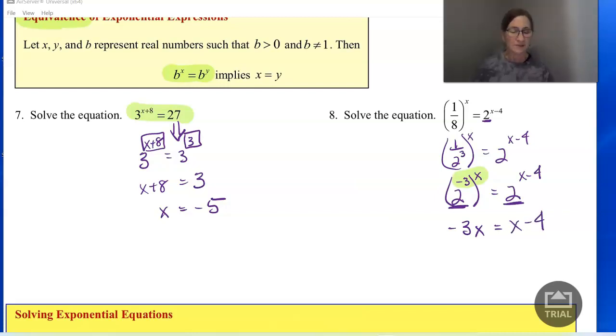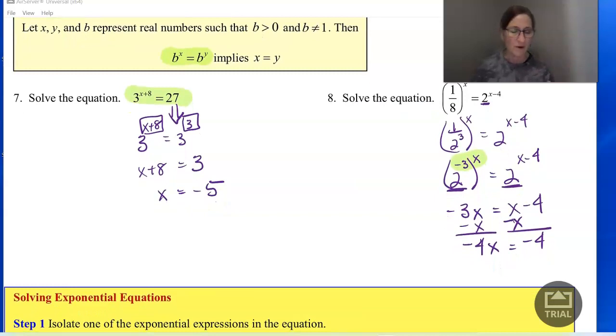So I'm just going to start by subtracting x from both sides. And so that gives me a negative 4x equals a negative 4. Divide both sides by negative 4. x is equal to 1. There we go.